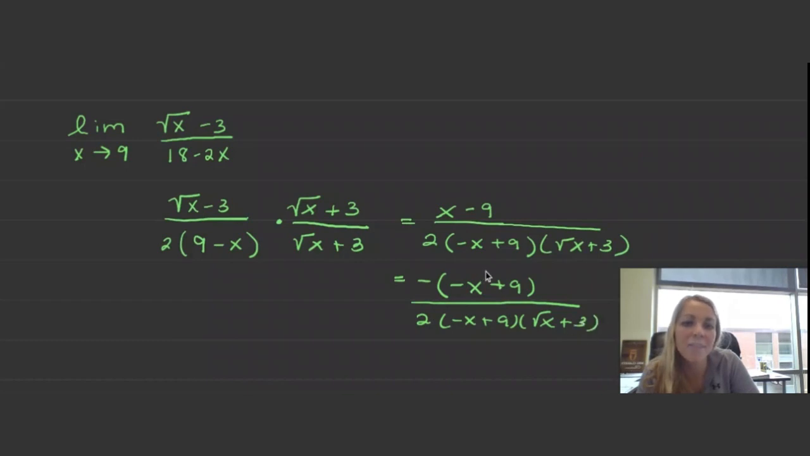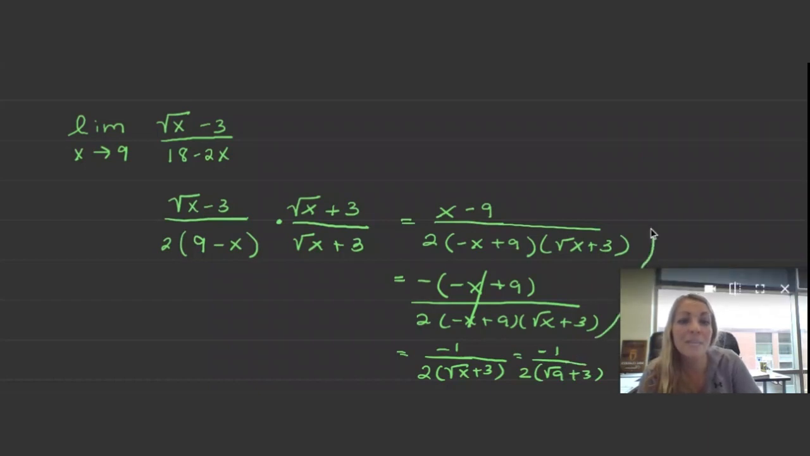And here we're seeing that 1. So I have negative 1 over 2 times the quantity square root of x plus 3. Now, since this part's gone, that's the part that would make it 0, I can plug in the 9. So I have negative 1 over 2 times the square root of 9 plus 3.